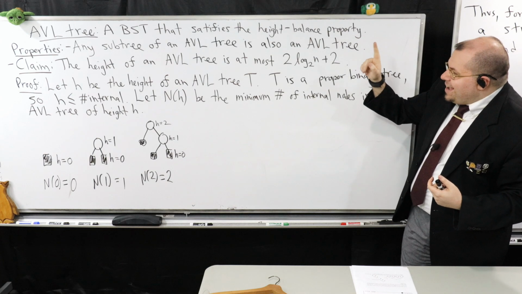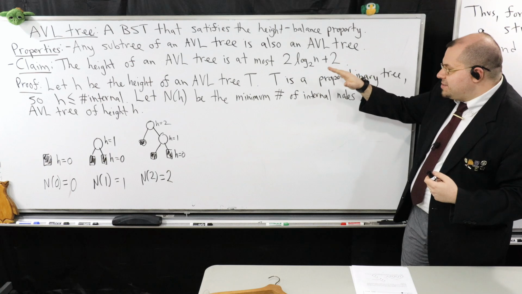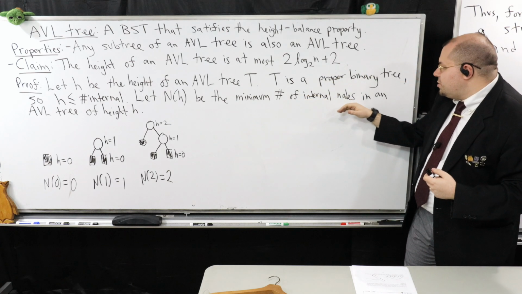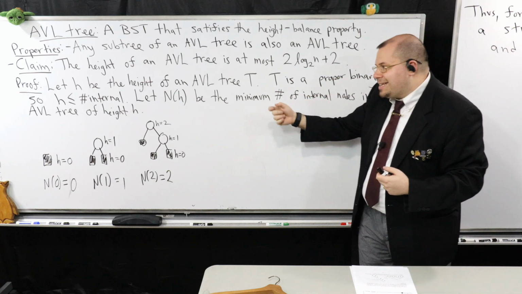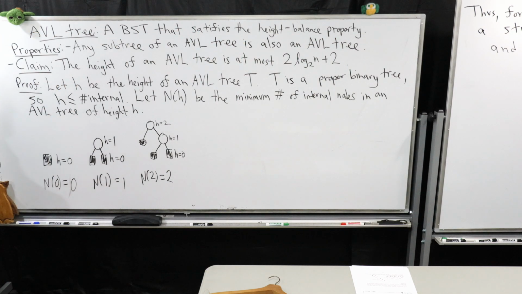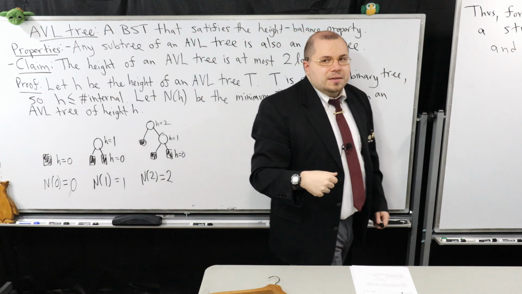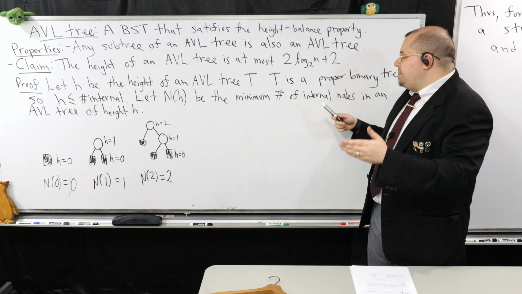Anyways, what I'm going to do is denote n of h as the minimum number of internal nodes in an AVL tree of height h. I want to show you some pictures of what these would look like, and we're going to try to figure out what's going on with n of h. So what do I mean by the minimum number of internal nodes?